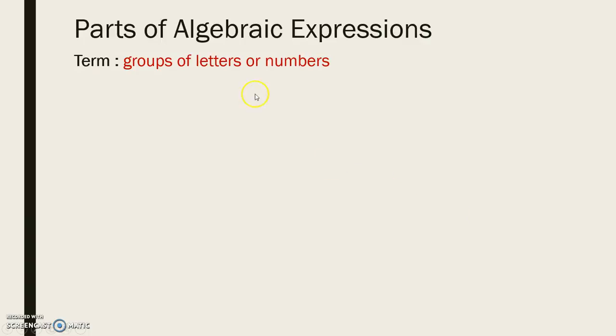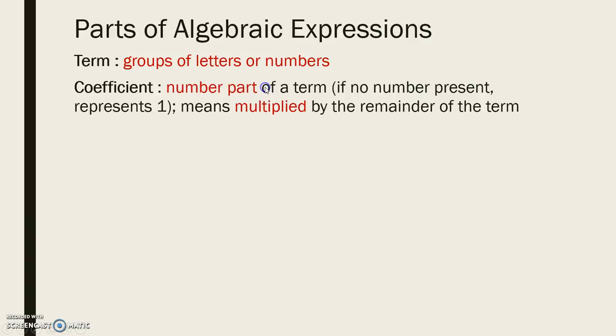Here's the definitions of those items there. We have terms, which are groups of letters or numbers. We have coefficients, which is the number part of that term. If there's no number present, it means the number 1. That's important, don't forget that. And it also means when you have a number next to a pronumeral or a letter, it means multiply.